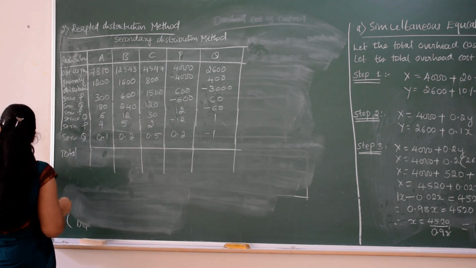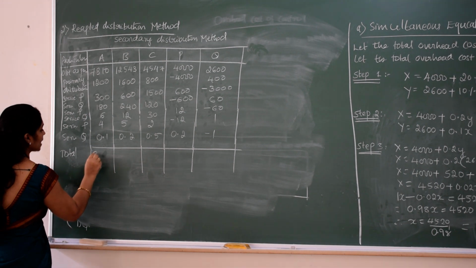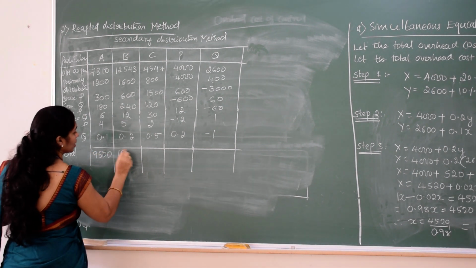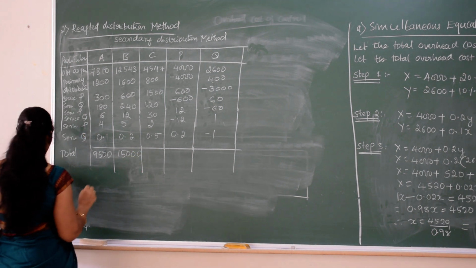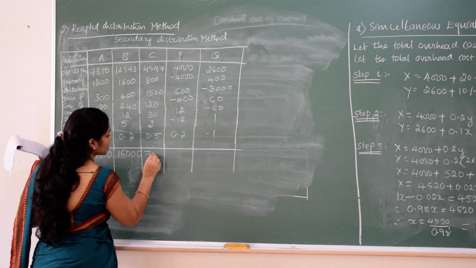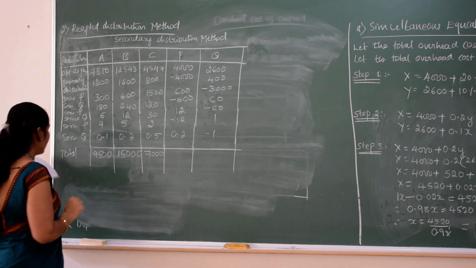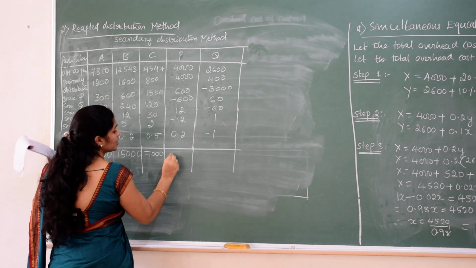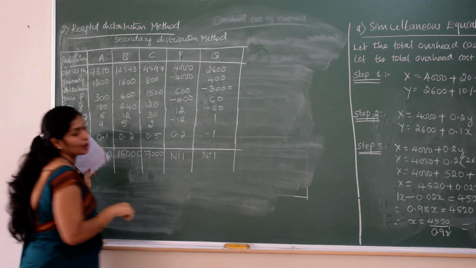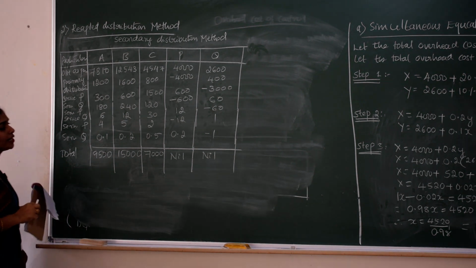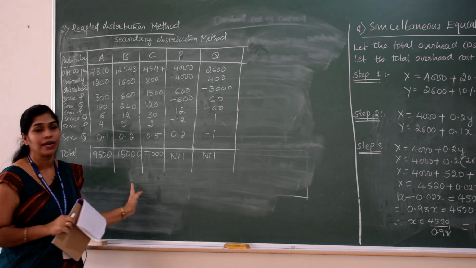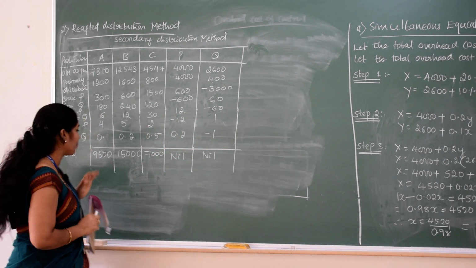Now we have to take the totals. For production department A, the total is 9,500. Next, B's total is 15,000 and C's total is 6,999.1, which you round off to 7,000. Then service department P is nil and Q is nil. So the repeated distribution method means that until they become nil, you have to reapportion to all three production departments and the other service department.